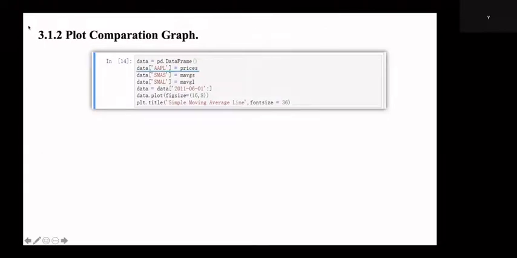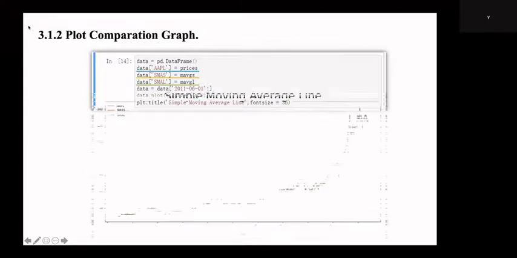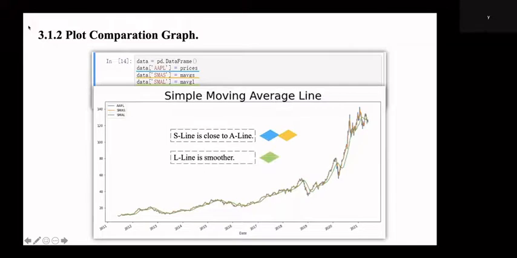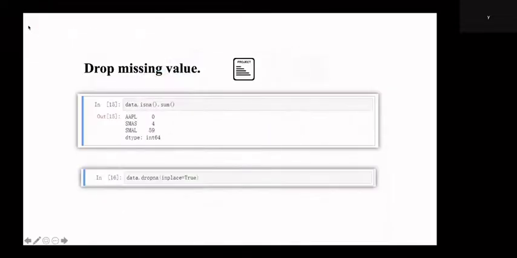APL here stands for the Apple company's price, SMAS stands for Simple Moving Average Short Term, and SMAL stands for Long Term Simple Moving Average. Here is the graph. Well, it turns out that the S line is quite similar to the A line, while the L line is much smoother than the others. It is reasonable because short-term volatility is usually greater than long-term. And don't forget to drop the missing values. As for the short-term moving average, you will only have available data from the 5th day, and for the long-term, you will only have available data from the 59th day.